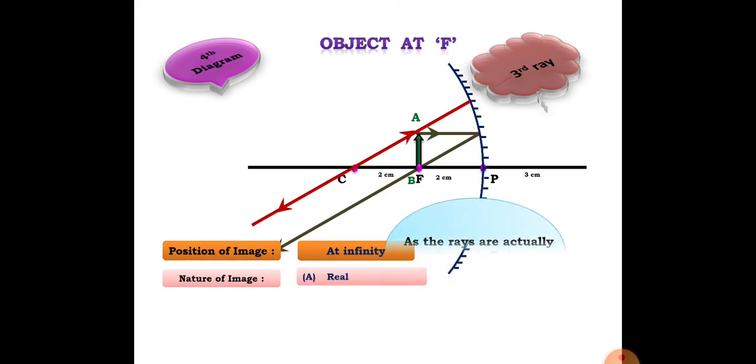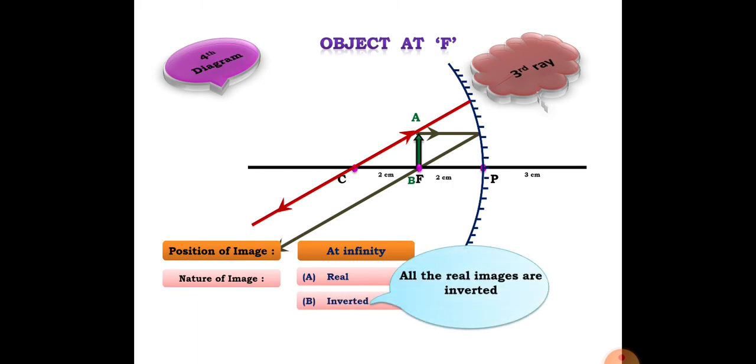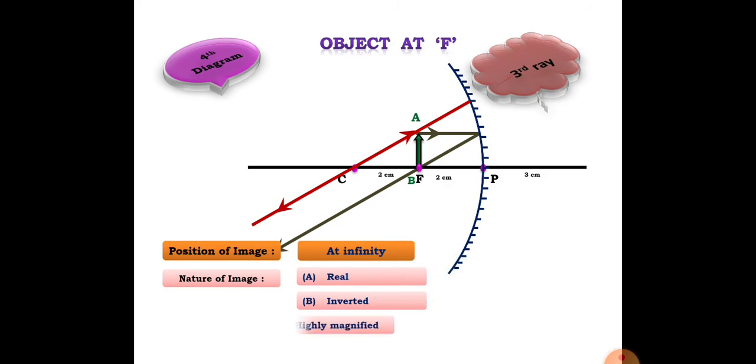Then nature of the image. First, it will be real obviously. Second, it will be inverted because the image is formed below the principal axis. Real images are inverted. And last, it is highly magnified. Here you will write the image which will be formed, it will be highly magnified. Okay, so this is how you have to draw the next ray diagram when the object is at the F. All these ray diagrams you have to practice 2 times. Each ray diagram you have to draw 2 times and practice, and then it will be easy for you. Okay.